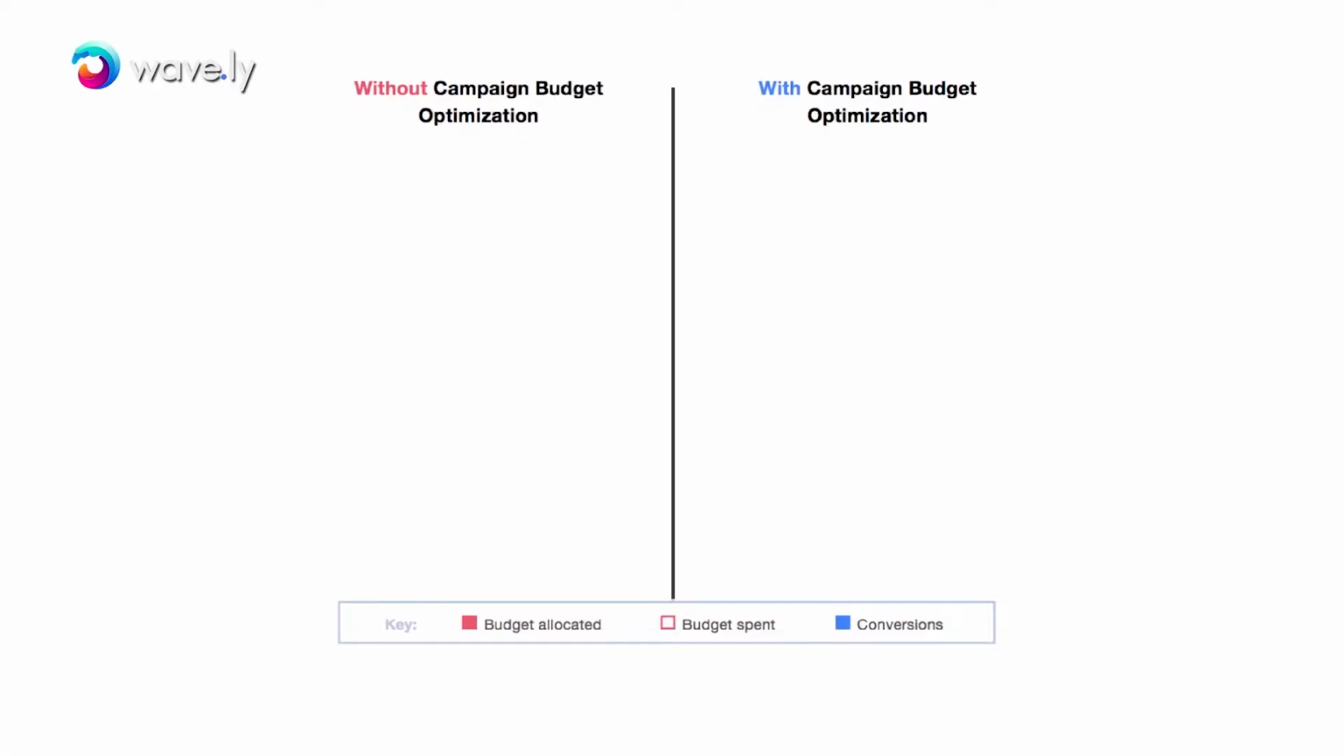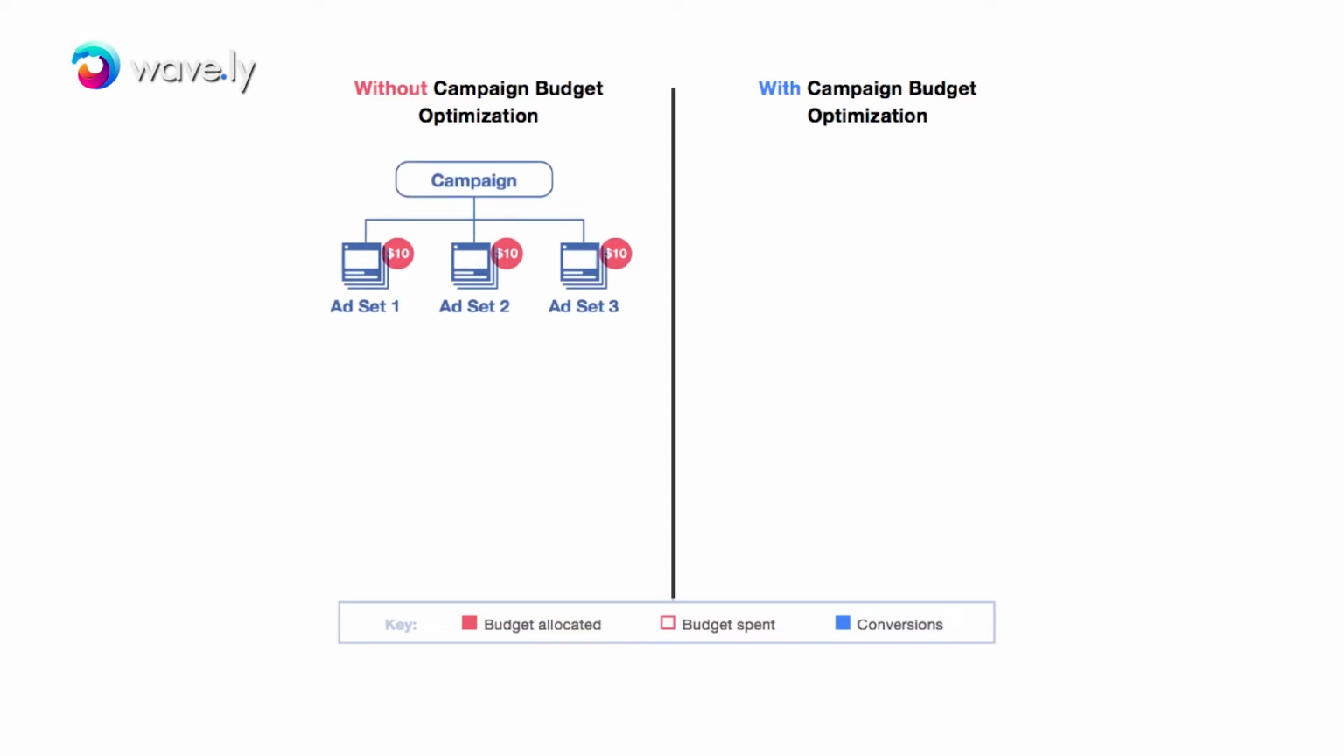I'm going to help you visualize this. So on the left, we don't have a campaign budget. The budget is set at the ad set level instead. So let's say you have 3 ad sets and you set the budget for each ad set at $10. You get 3 conversions from ad set A, 5 from ad set B, and 2 from ad set C, so your total conversion is going to be 10. Even though ad set B performed way better, Facebook couldn't spend more to get more results on this ad set B because of the ad set budget.